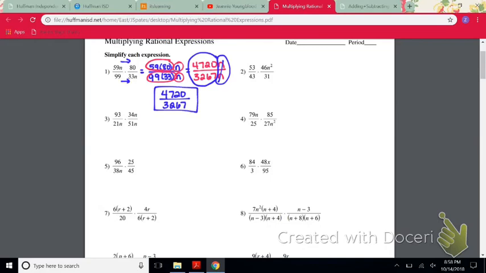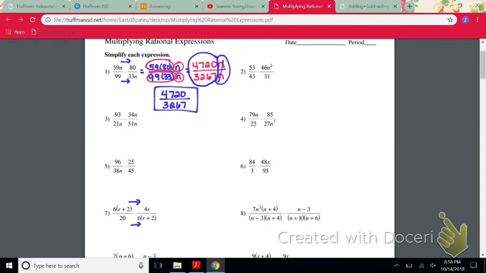So that's what you're going to do for the first 6 here, or actually 2 through 6. But then 7 changes it up a little bit. It's got a little bit more going on. So let's look at it. Number 7 there, we're still multiplying, so we're going to multiply straight across.